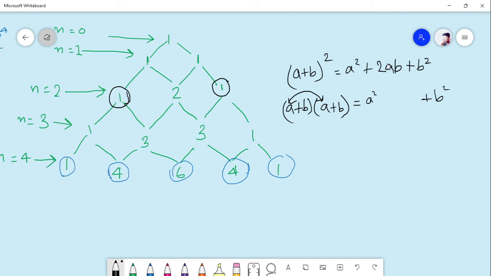But why is there 2ab? The coefficient is 2. Why? Because you get ab in two different ways. You multiply this a with this b, and you also get ab by multiplying this b with that a, right? So there are two ways, and that's what Pascal's triangle mainly describes. So here is ab plus ab, which is 2ab.